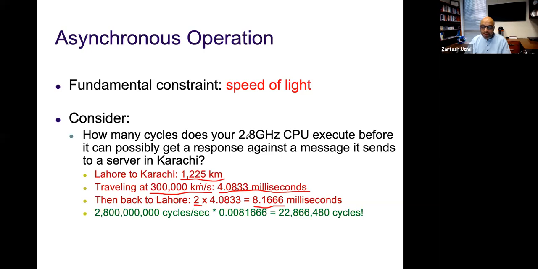So we have this 2.8 gigahertz CPU, which means 2.8 billion cycles in 1 second. In 1 millisecond, how many cycles? Just multiply by that, 8.16 milliseconds. We have 22 million cycles.